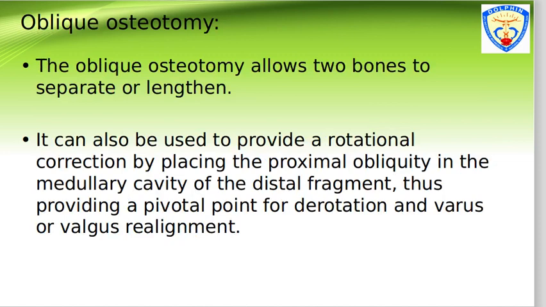rotational corrections. Next is oblique osteotomy, and this allows two bones to separate or to lengthen, and it can also be used to provide a rotational correction by placing the proximal obliquity in the medullary cavity of the distal fragment, thus providing a pivotal point for derotation and varus or valgus realignment. So oblique osteotomy and transverse osteotomy both can be used for rotational correction, but oblique is mainly done for separating or lengthening of the two bones.